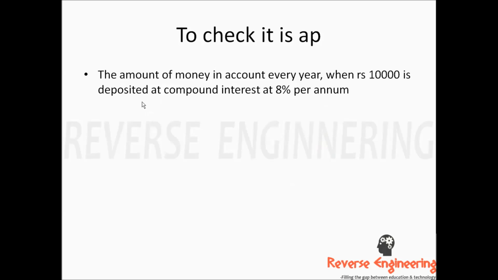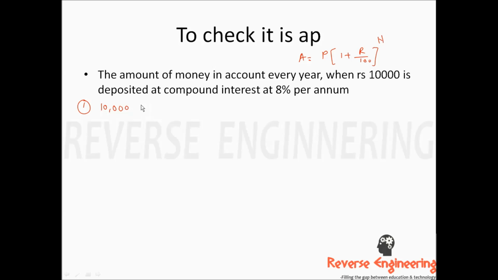Now again we have to check whether the given problem is AP or not. They are given the amount of money in an account every year when rupees 10,000 is deposited at compound interest at 8% per annum. The formula for compound interest is A equals P times (1 plus R upon 100) raised to N, where A is the amount, P is the principal, R is the rate of interest and N is the number of years.